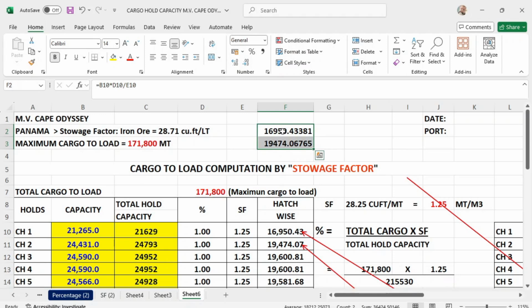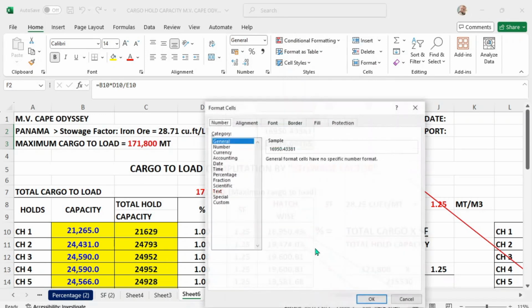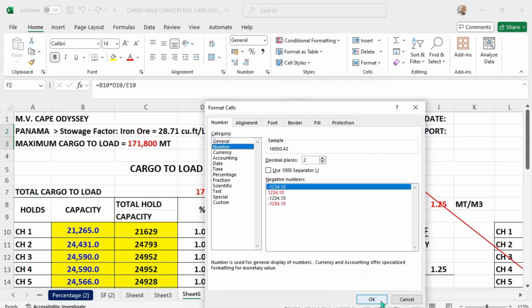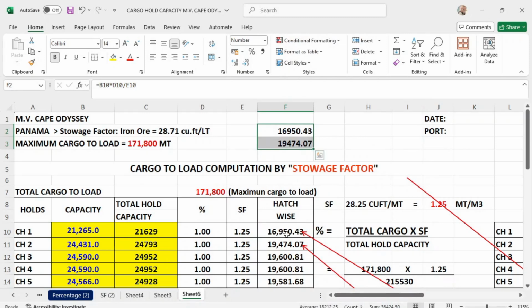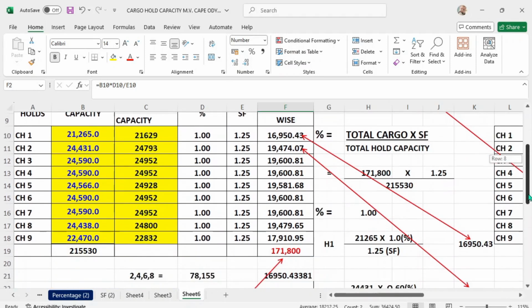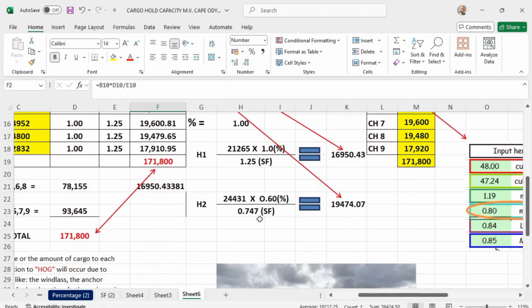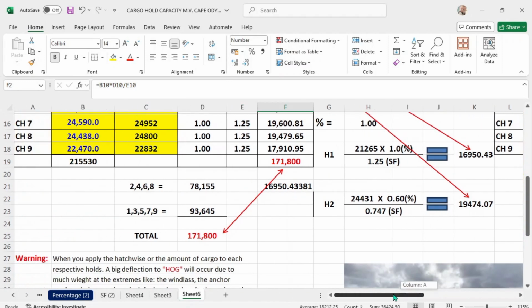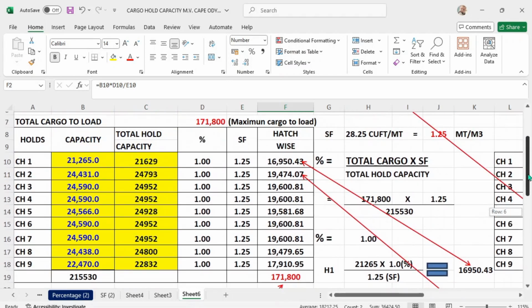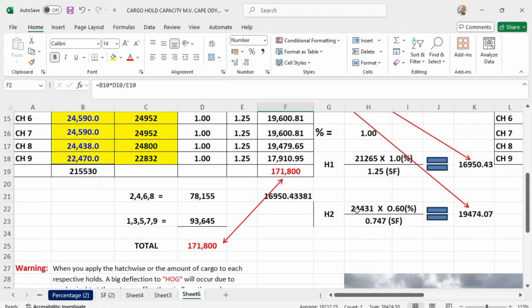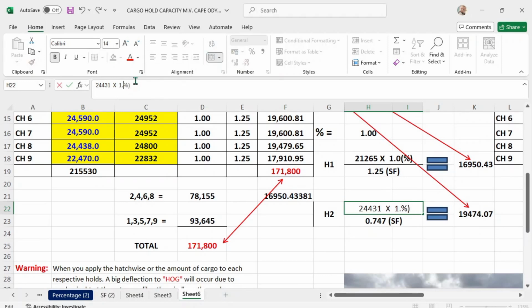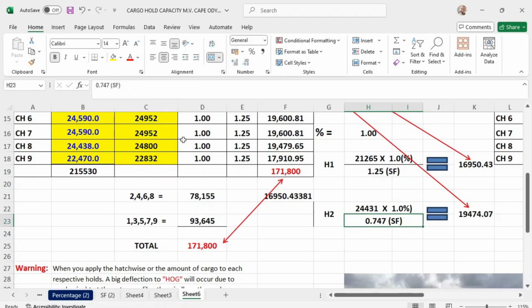You put it to 2 decimal points: click format cells, and number. The same formula applies until you reach hold number 9 with a total cargo of 171,800. So this is how you compute, guys. How much is your number 2? It is 24,431. This should be 1%, and a stowage factor of 1.25.